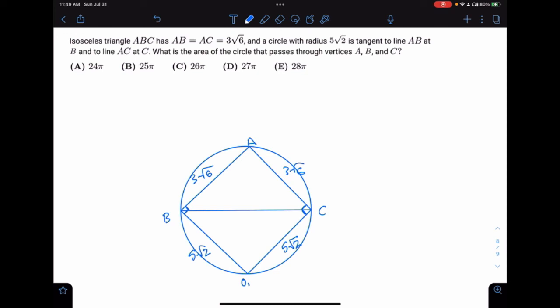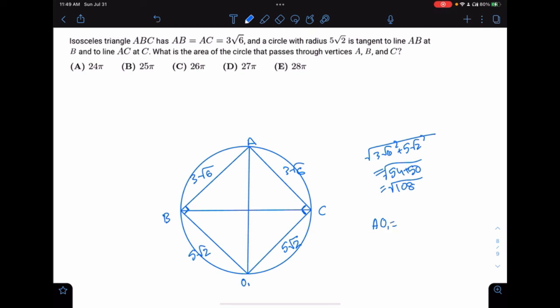So now, since we know that angle ABO1 is a right angle, we can figure out length AO1. If BA is 3 root 6 and BO1 is 5 root 2, we know the length of AO1 is the square root of (3 root 6) squared plus (5 root 2) squared, which is the square root of 54 plus 50, which is the square root of 108. So you have AO1 is equal to root 108.